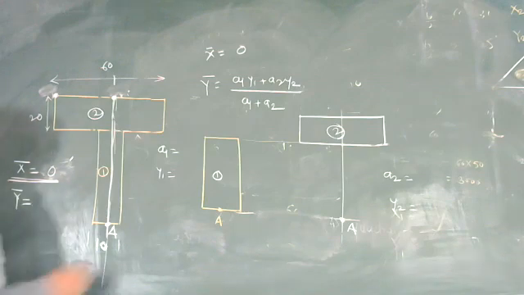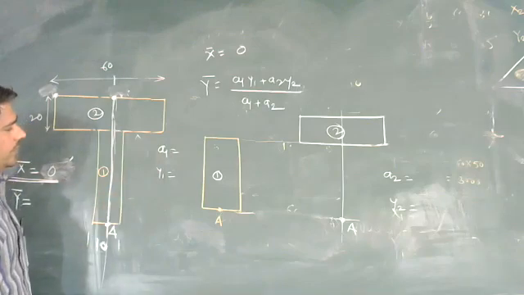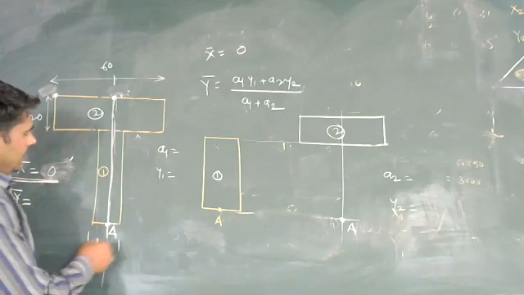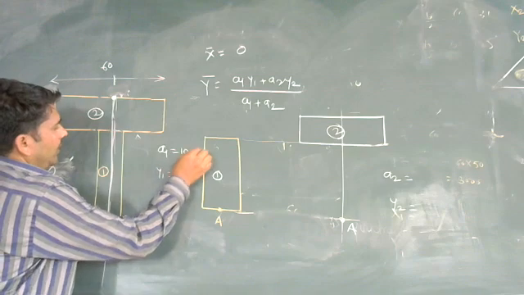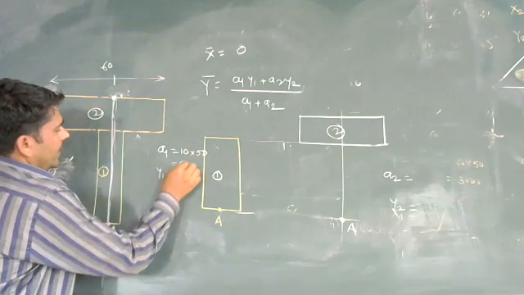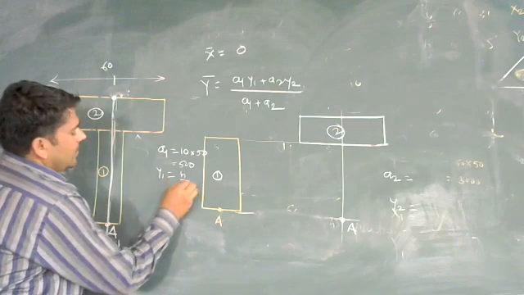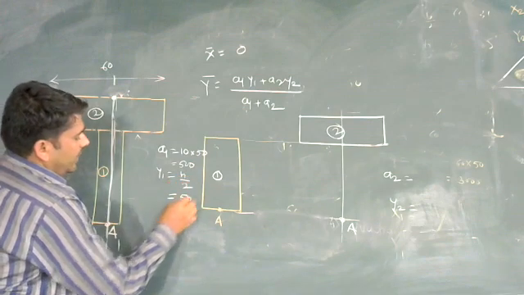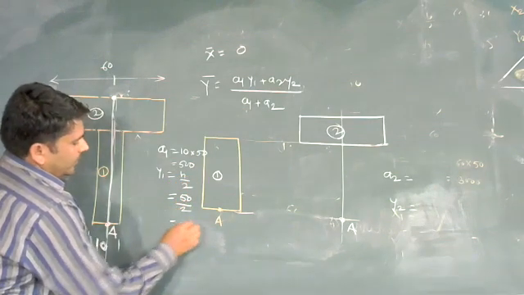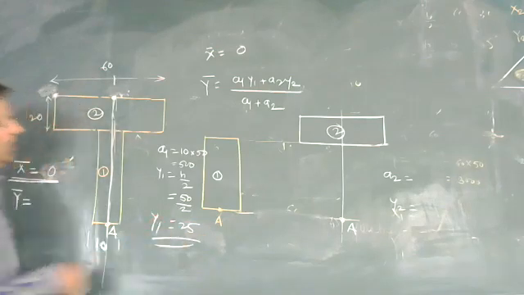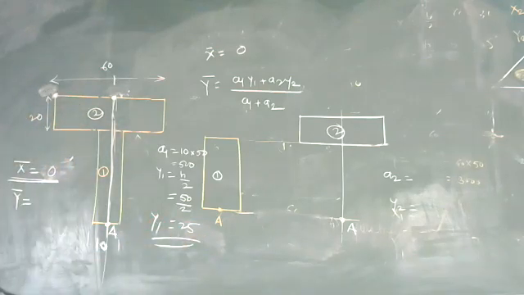Now, you tell me this. What will be the area of this? 500, 10 into 50, 500. And what will be the y1? H by 2. H is 50, 50 divided by 2, it is 25. So y1 will be 25 here. Clear?